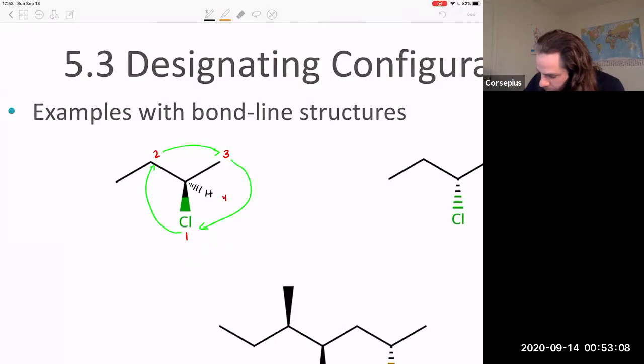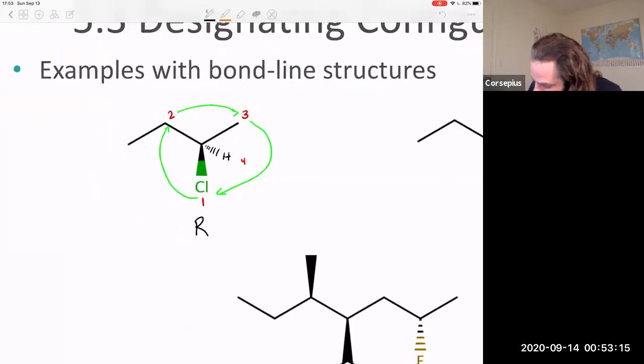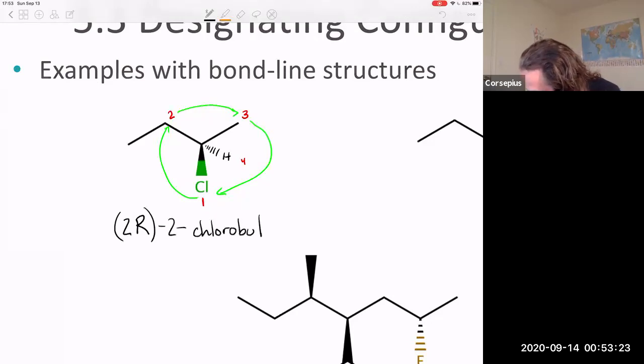And again, this is the R stereoisomer. So if we wanted to be really good, we can go ahead and just name the whole thing. This would be 2R, 2-chlorobutane.